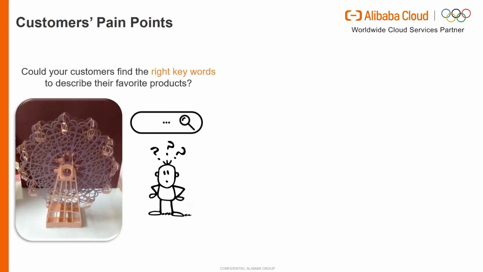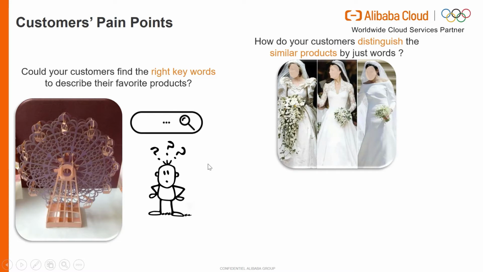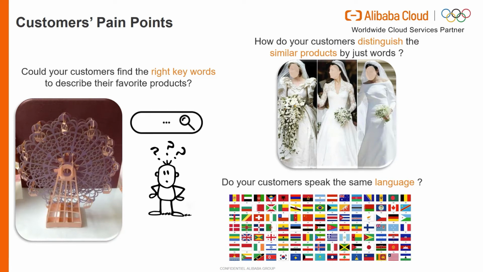Image search is quite useful to avoid some pain points for your customer. First of all, there are always some products which are difficult to find the right keywords to describe. Even if your customer finds something, we're not sure that they have found the same keywords as your webmaster. The second scenario is about similar products. With just words, it is sometimes very difficult to distinguish similar products. And for your foreign customers, a picture is worth 1,000 words.